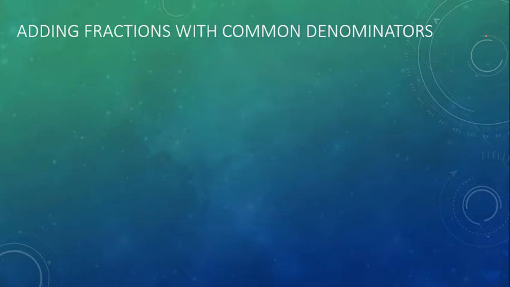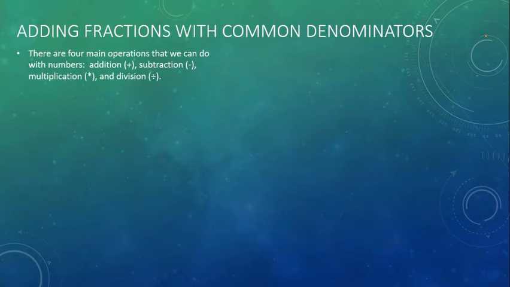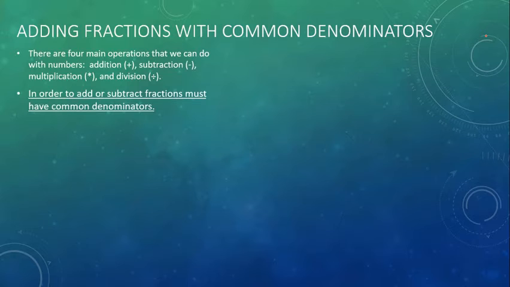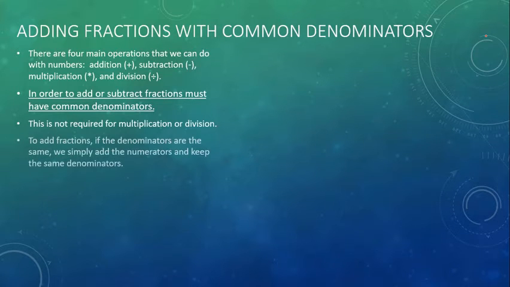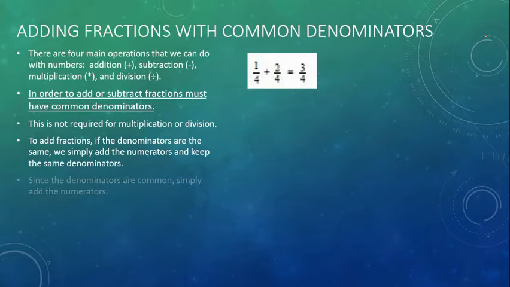All right, let's take a look at adding fractions with common denominators. So there's four main operations that we do with numbers: addition, subtraction, multiplication, and division. In order to subtract or add fractions, they must have a common denominator. That's why we spent some time taking a look at LCDs again. This is not required for multiplication or division. To add fractions if the denominators are the same, we simply add the numbers together and keep the same denominators.